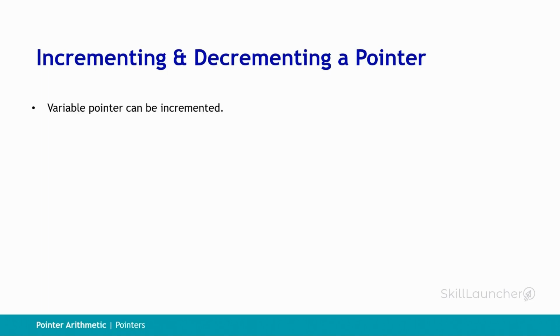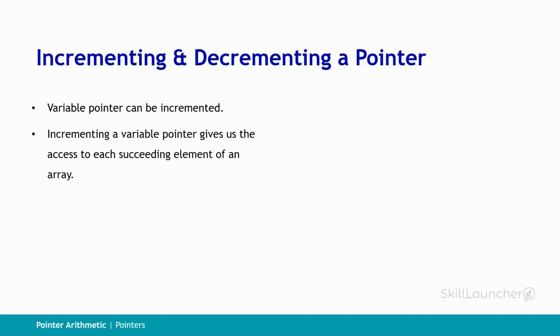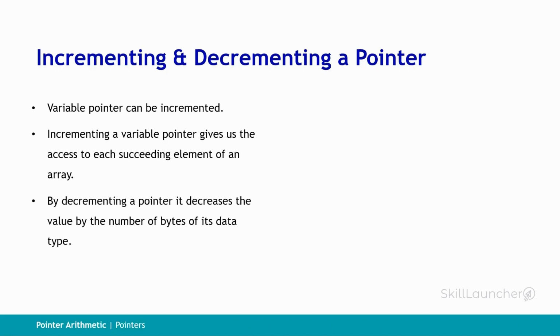A pointer variable can be incremented. Incrementing a pointer variable gives us access to each succeeding element of an array. It is important to note that a pointer variable which is pointing to a single variable cannot be incremented or decremented, whereas a pointer variable which is pointing to a given array can be incremented or decremented. Because incrementing a pointer variable that is pointing towards the array would give us the next succeeding element of that array. The same goes with decrementing a pointer. It decreases the value by the number of bytes of its data type.